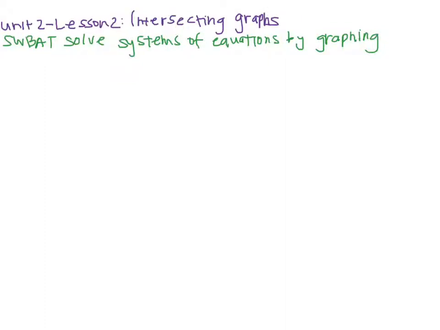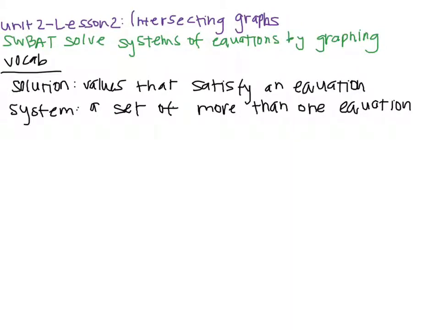This is Unit 2, Lesson 2, Intersecting Graphs, and the objective is students will be able to solve systems of equations by graphing. We're going to start this out with a couple vocabulary words. One of the vocabulary words is one that you've heard a couple times. The other one is new. The first vocabulary term is solution, values that satisfy an equation.